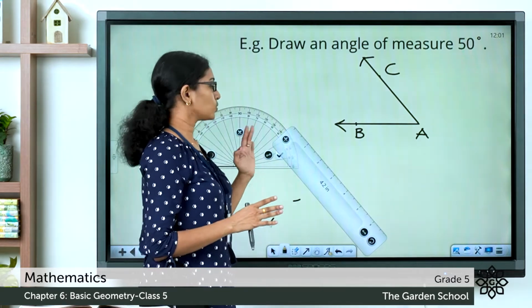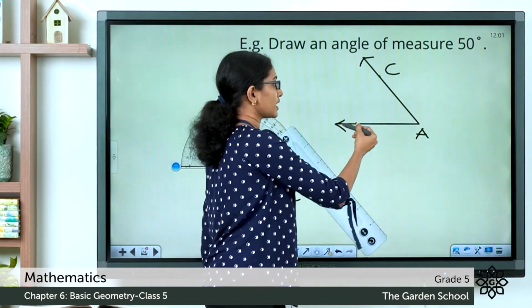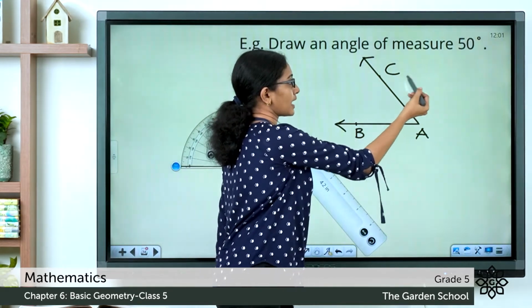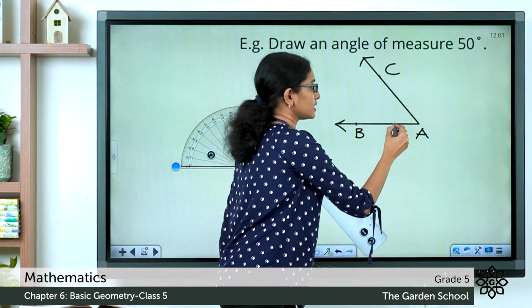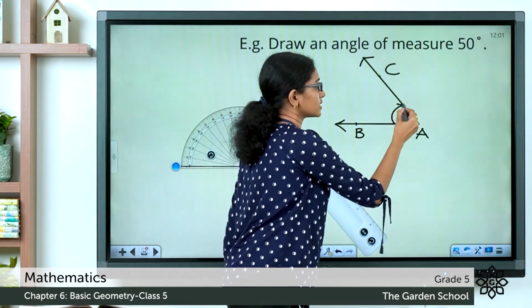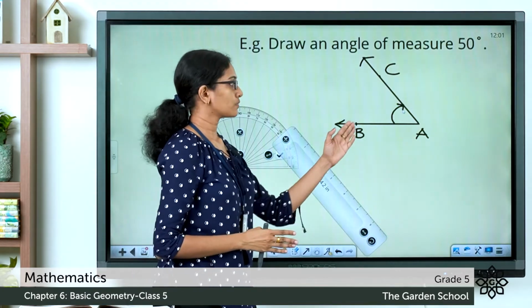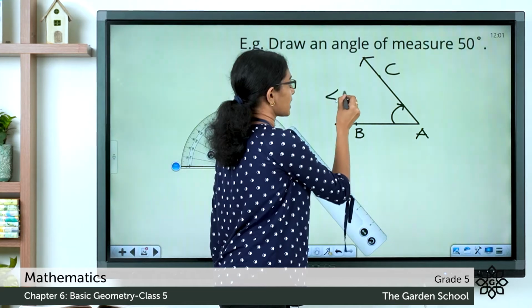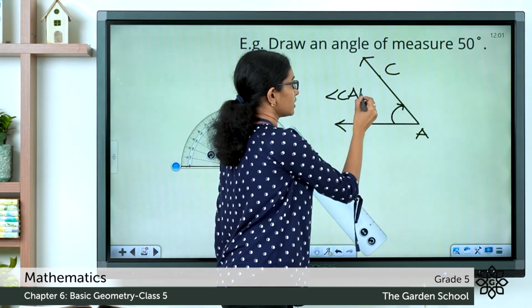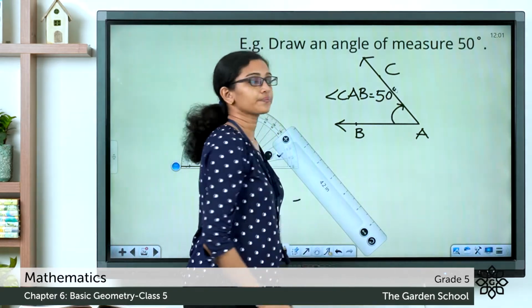So since we have used the outer scale, we have to suppose that this ray has turned around an angle of 50 degree towards the right, and in this case the arrow should be pointed towards the right, which is showing the measurement. So we have drawn that arrow showing the angle. Now we have to write the measurement. Angle CAB is equal to 50 degree.